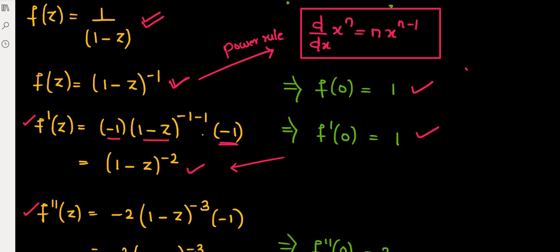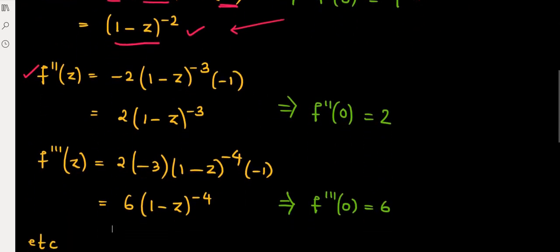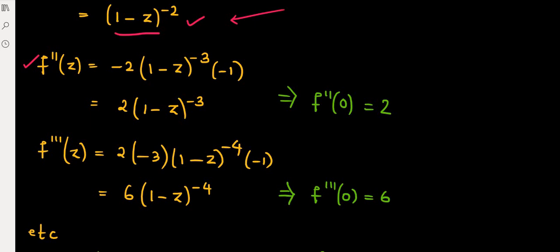Now next we have to find the second derivative of f of z, which is f double dash of z. Differentiate this again. So after using the power rule, we get minus 2 into 1 minus z raised to minus 2 minus 1, which is minus 3, into you have to differentiate 1 minus z again, which is minus 1. Now simplifying this, we get 2 into 1 minus z raised to minus 3. Now after substituting z as 0 in this, you get f double dash of 0, which is 2.